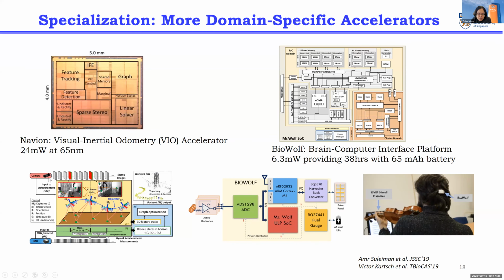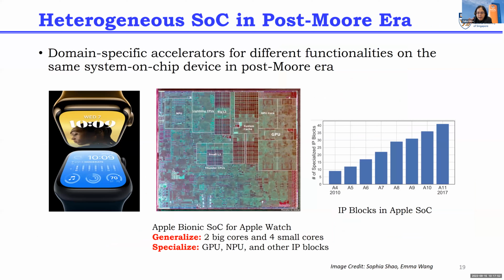Here is one example. This is Navion, which does visual inertial odometry. And this is BioWolf, trying to do a brain-computer interface. Now, all of these are very low power, but they're designed specifically for one particular functionality. So what happens when you have a lot of different functionality?